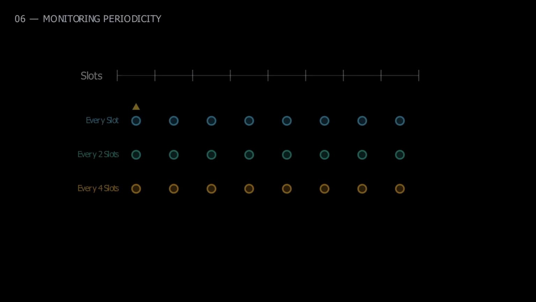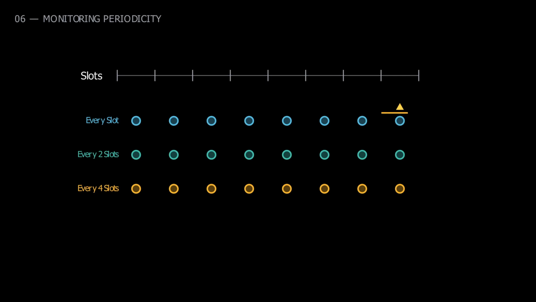Monitoring occasions repeat with a specific periodicity. Some search spaces are monitored every slot, some every 2 slots, and some every 4 slots. This monitoring periodicity determines how often the UE wakes up to search for the control information.